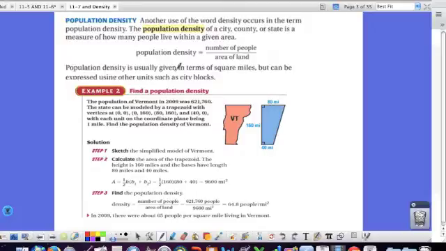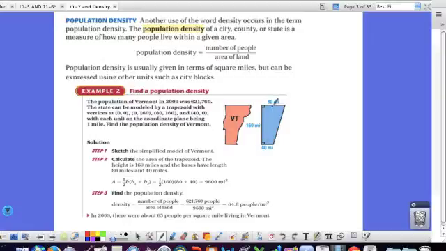It can be expressed using other units such as city blocks. So you can talk about how many people live on one city block compared to how many people live on another city block, or how many people live in a certain subdivision compared to others. So the population of Vermont in 2009 was 621,760. Now, rather than telling us how big Vermont is, they say that it can be modeled by a trapezoid with these vertices, with each unit on the coordinate plane being 1 mile. So basically, when you graph out (0, 0), (0, 160), (80, 160), and (40, 0), you get a trapezoid.